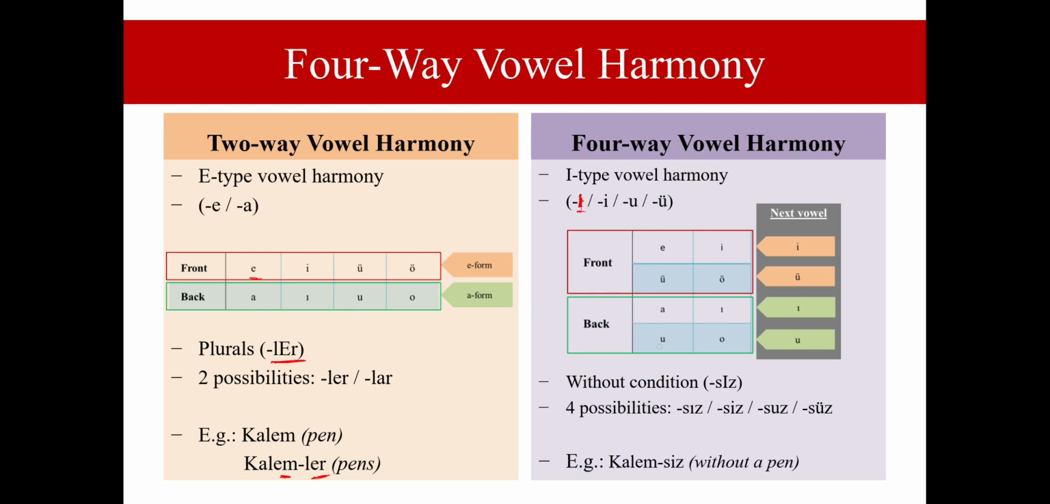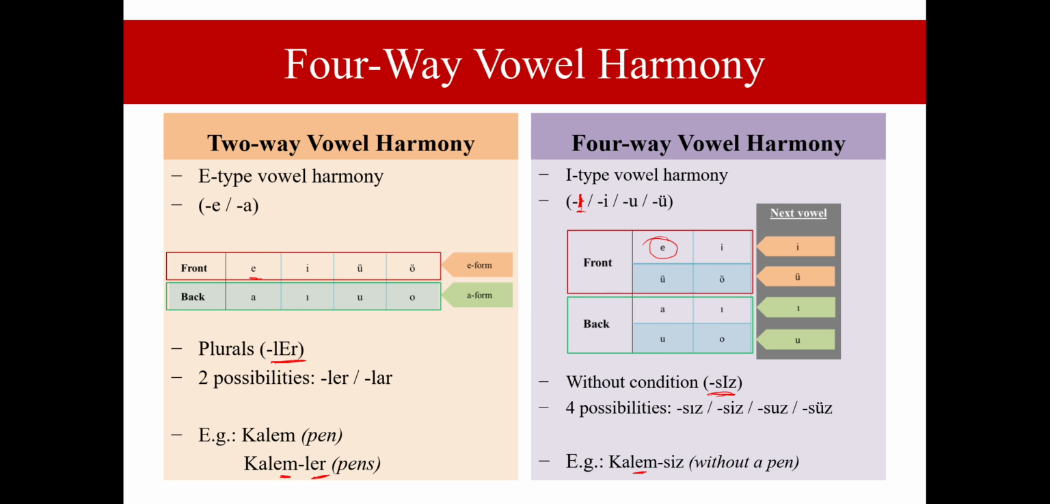For the example, we looked at the without or the lacking condition, and the suffix for that is siz. The capital I denotes that it can vary. So there are four forms: siz, sız, suz, süz. We looked at the example of kalem again, kalemsiz, without a pen. So kalem, the last syllable has the vowel E, this is one of the front vowels, so we're going to use this form.